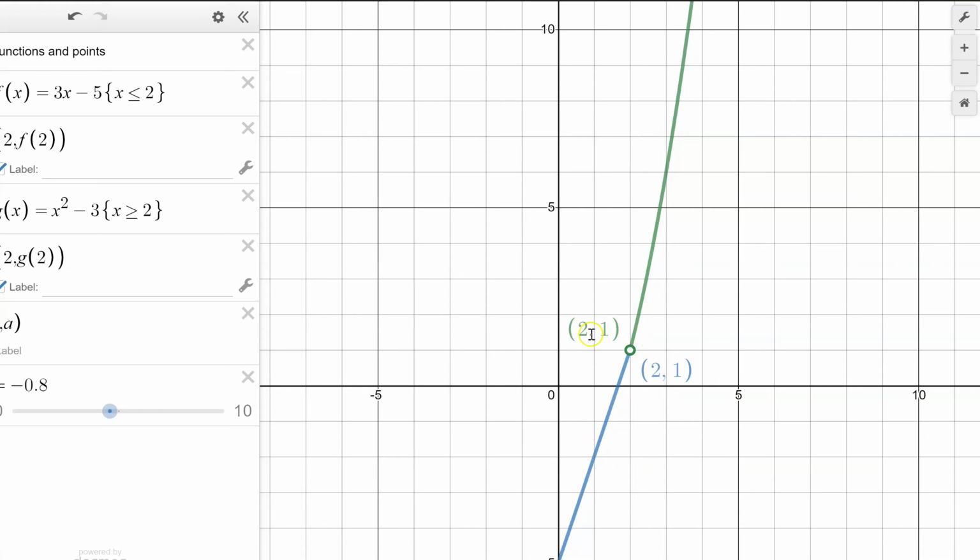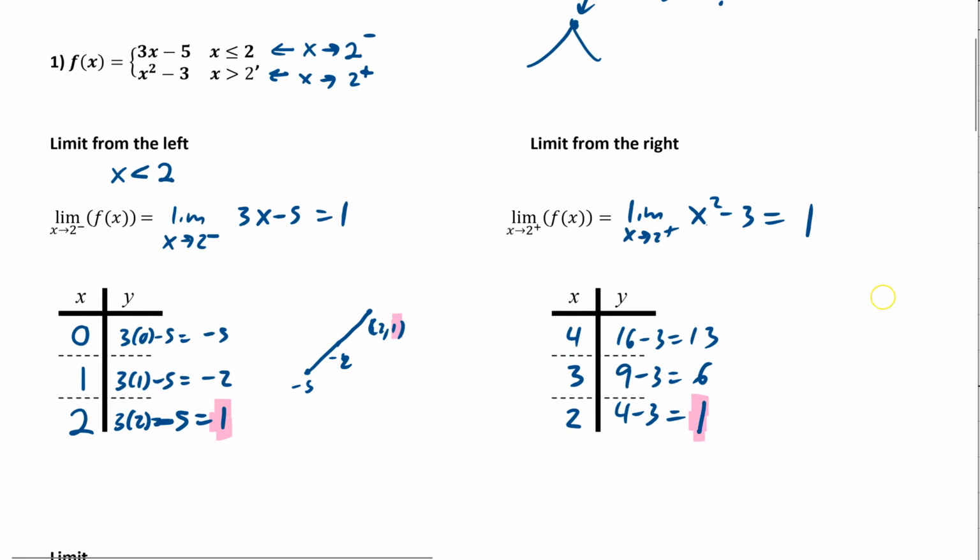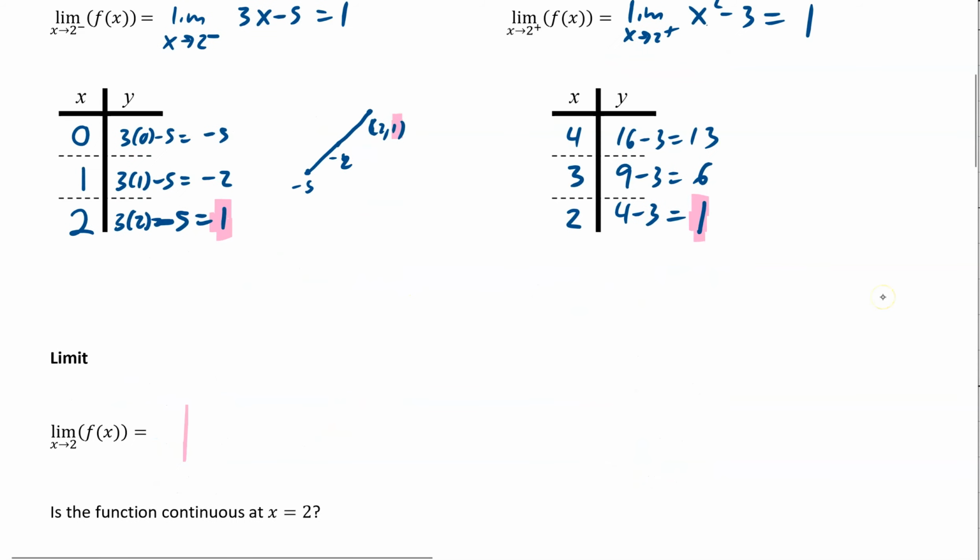So you can really just plug in that number to see what you have here and make sure that it connects to the same point. Does that point have to be part of it? No. So from the left, from the right, we approach 1. And so from the left it's 1, right is 1, so that means our limit here is 1.